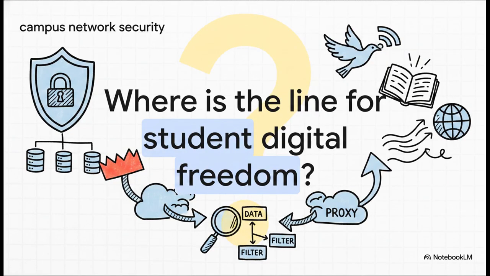And that brings us to the end of our journey today. It really leaves us with a provocative question to chew on. Where exactly is the line between campus network security and student digital freedom? Is it fair for an institution to dictate exactly what digital resources a student can access? Or does true education require unrestricted access to the entirety of the web? It's a highly complex issue with no easy answers, but understanding the technology behind the proxies gives you a much clearer view of the battlefield.